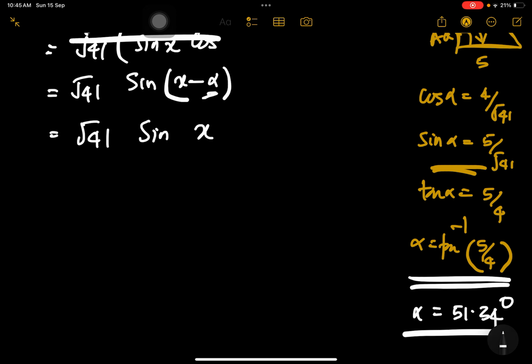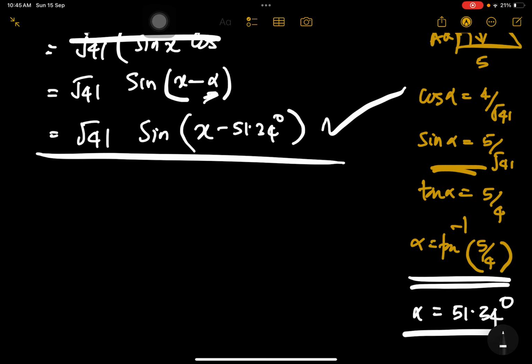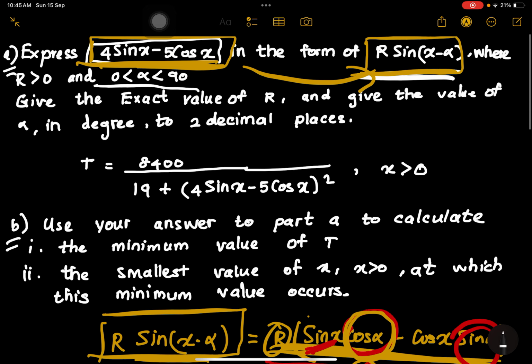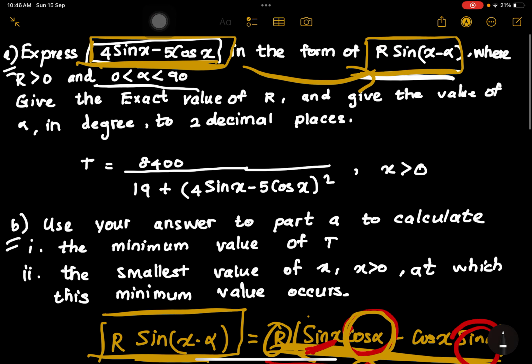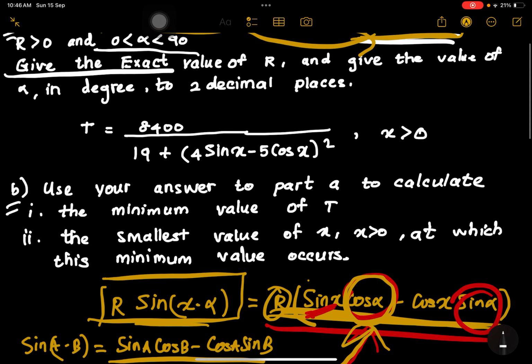So I'm going to substitute alpha with 51.34, and you have answered the first question: express 4 sin x minus 5 cos x in the form r sin(x minus alpha). That is done. The alpha is between 0 and 90, which is 51.34, which we found out. So the first part of the question is done, giving the exact value of r and the value of alpha in degrees to 2 decimal places.